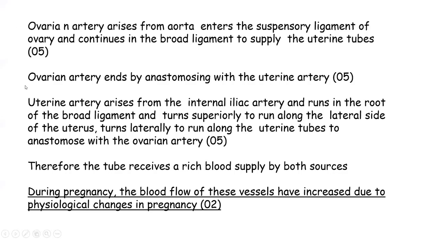Right? Then I am talking about the uterine artery just as I talked about the ovarian artery. The uterine artery arises from the internal iliac artery and runs in the root of the broad ligament, turns superiorly and runs along the lateral side of the uterus, and it runs along the uterine tubes as well, and finally anastomoses with the ovarian artery. So essentially, when we are talking about these two arteries, we must know from where they arise, their course and distribution roughly in the broad ligament, and the fact that both anastomose.